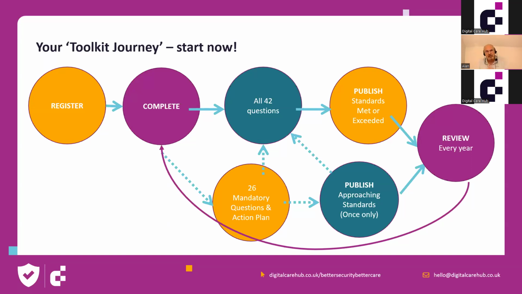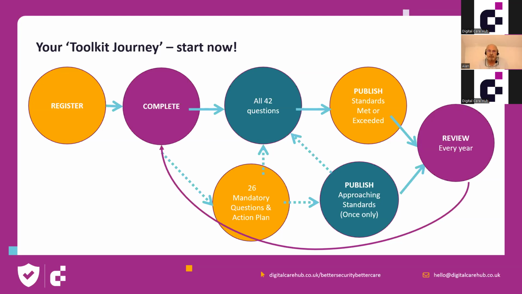Then you complete a series of questions, and the aim is to complete all 42 questions so you can publish at standards met. And then obviously there is the review period on an annual basis at least, and I'll talk more about that shortly. However, there is another route you can take, which is to respond to the 26 questions marked mandatory. You're able then to publish at approaching standards, but that will require submitting an action plan in terms of how you plan to get to standards met. And again, the process then is that you can review every year.